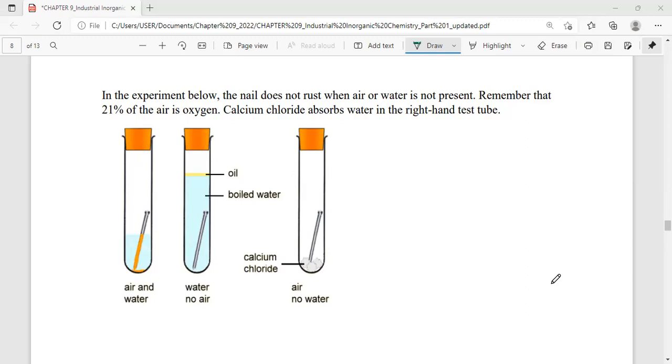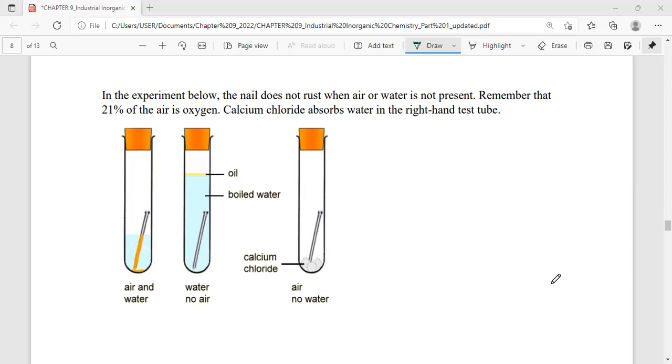The number of iron nails. One iron nail was used throughout the investigation. And what was changed? The conditions were changed. And what was observed here? What was measured? The amount of rust. Okay, the amount of rust formation was observed. So from that video you could see that both water and oxygen are needed for iron objects to rust, and salt water increases the rate of rusting.